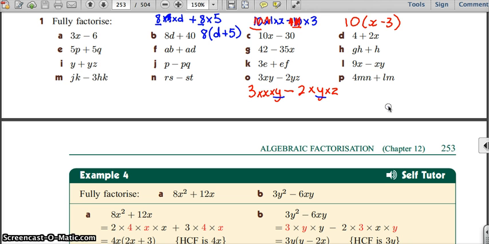It's just the thing that's on both sides. So y goes out the front. Whatever is left, 3x, goes inside.